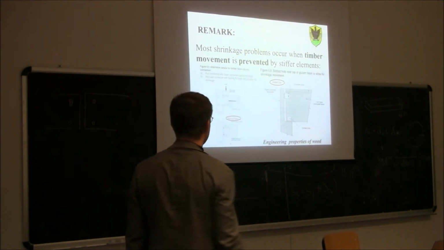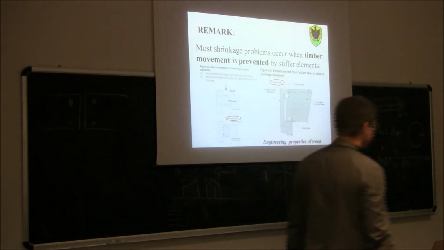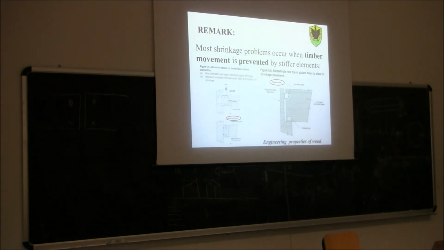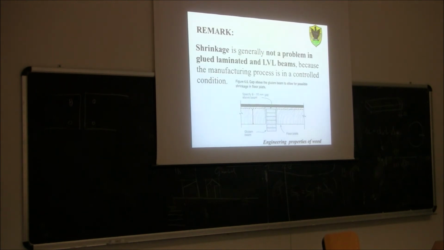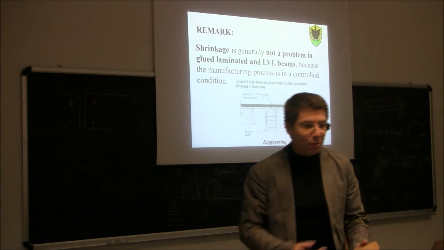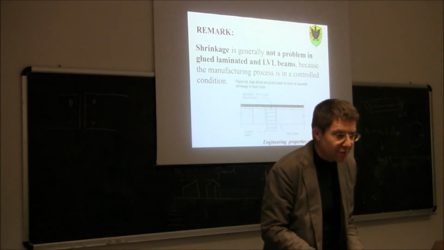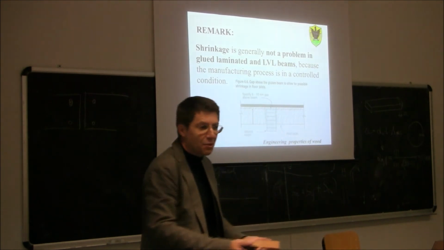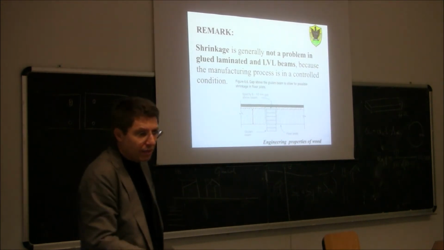This is a similar solution applied for a glulam beam. Same concept. Okay, is it clear? Any question? We have to say that shrinkage is generally not a problem in glue laminated and LVL beams. So in engineered wood products, when we use glue, shrinkage is not a problem. Why is it not a problem? Because as I said before, to be able to glue the pieces together, we need to dry the wood. So for the simple reason that the pieces are glued, it means they have already been dried. So shrinking in general is not a problem.